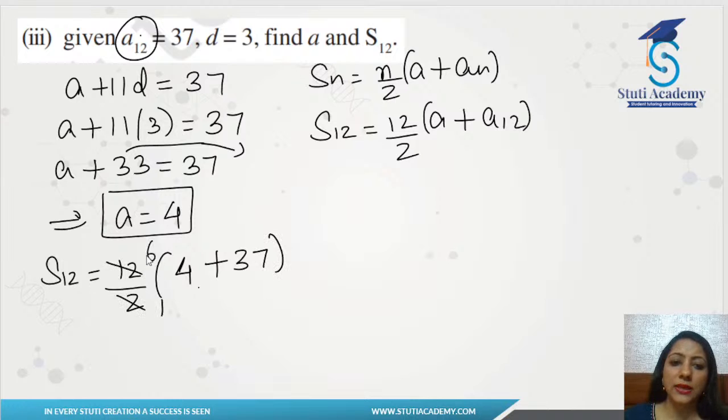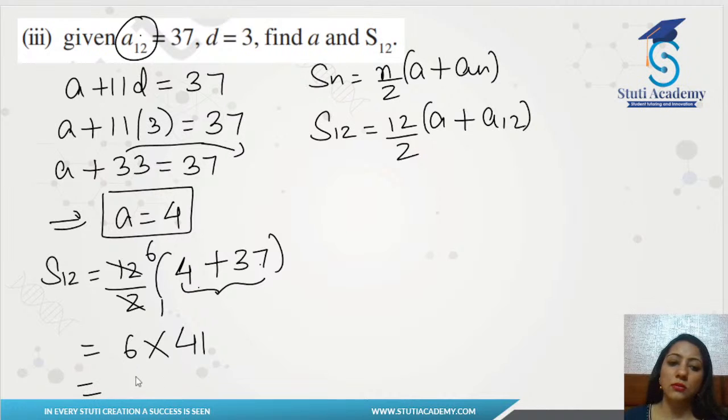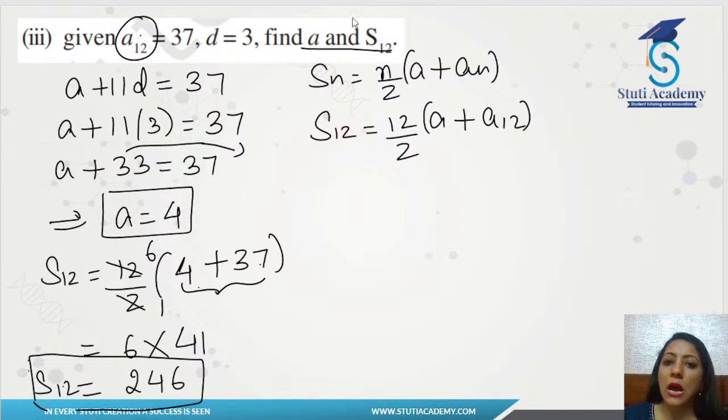Now we can solve this. We'll get 6 here. So this is 6 times how much? Just see how much is this? 4 plus 37 will give us 41. So this is 6 times 41 and we can solve this. We'll get here 246. So S12 here is 246 and A is 4. And that is what was asked in the question. I hope students this question is clear to everybody.